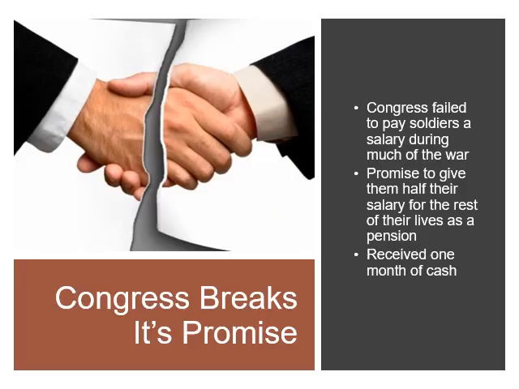So during the war, Congress had failed to pay soldiers really a salary through much of the war. They basically fought on the promise that Congress would give them half their salary for the rest of their lives as a pension, so they would continue to receive government money for fighting for the newly found government. But they actually only received 1 month of cash following the revolution. So the promise from the national government, from Congress, had been broken. They did not receive any money. They fought and they weren't given anything in return.